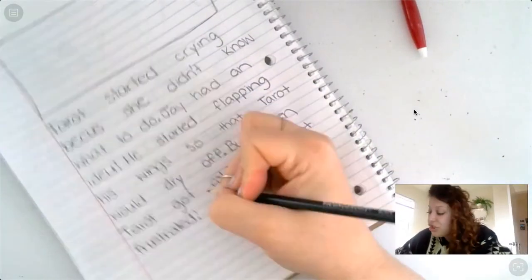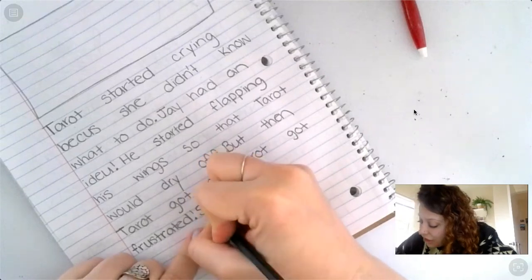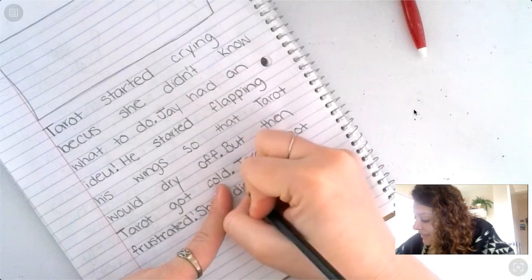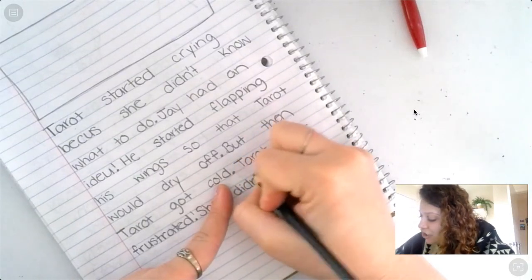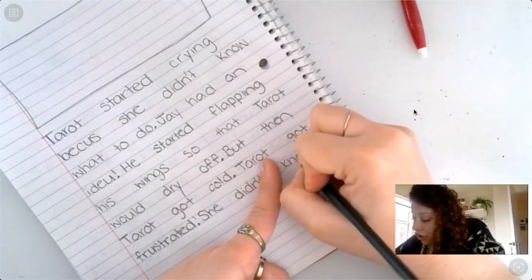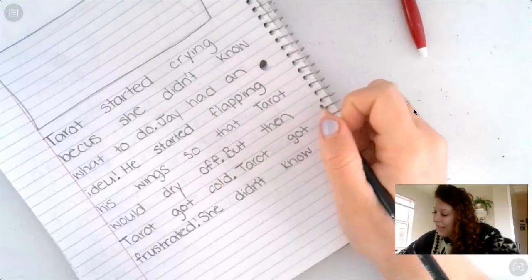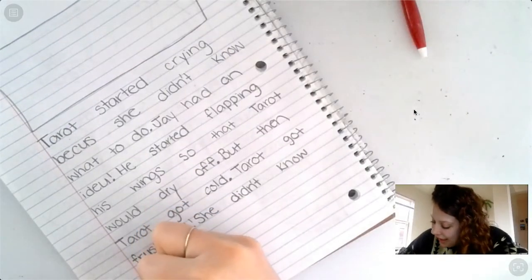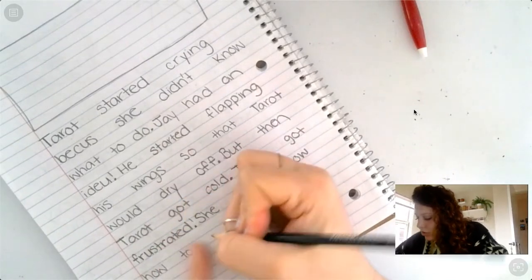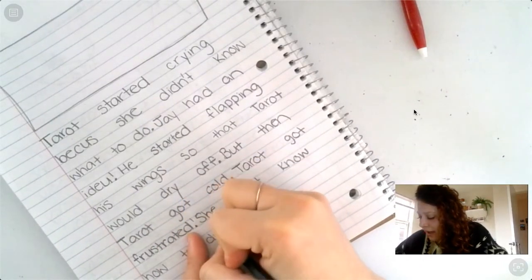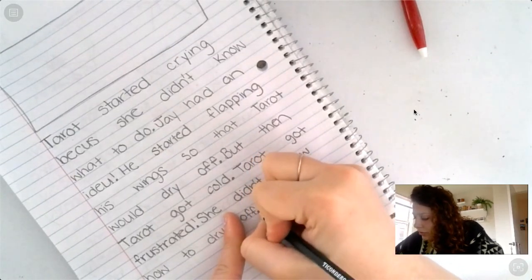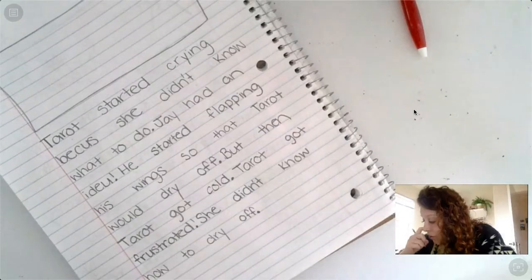Exclamation point. She, uppercase S, she didn't know. Oh, we already wrote didn't know. She didn't know how to dry off. She didn't know how to dry off.